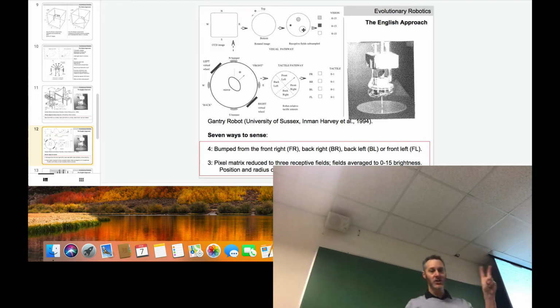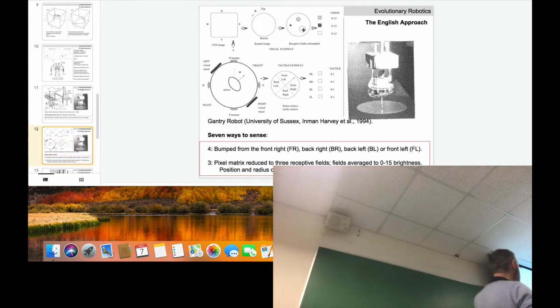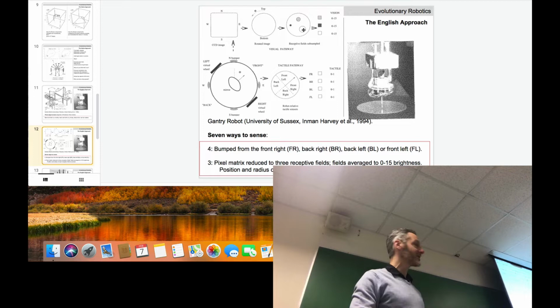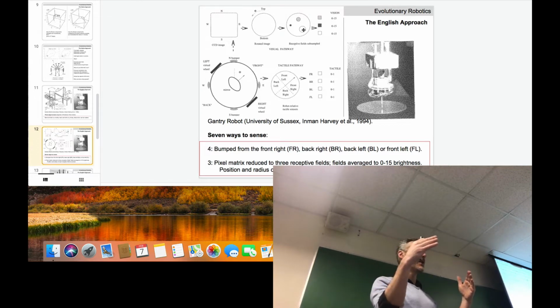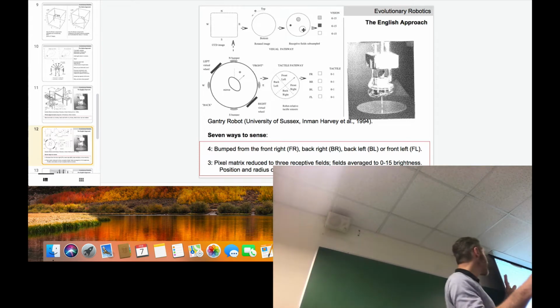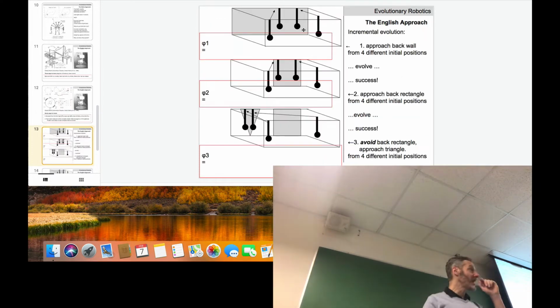So we've got 2 motors, X and Y. We have a total of 7 sensors. Whether the bump disc at the bottom is being bumped from front left, front right, back left, or back right, 4 sensors, plus the average grayscale values coming from those 3 areas of focus in the visual field. 7 sensors, 2 motors.